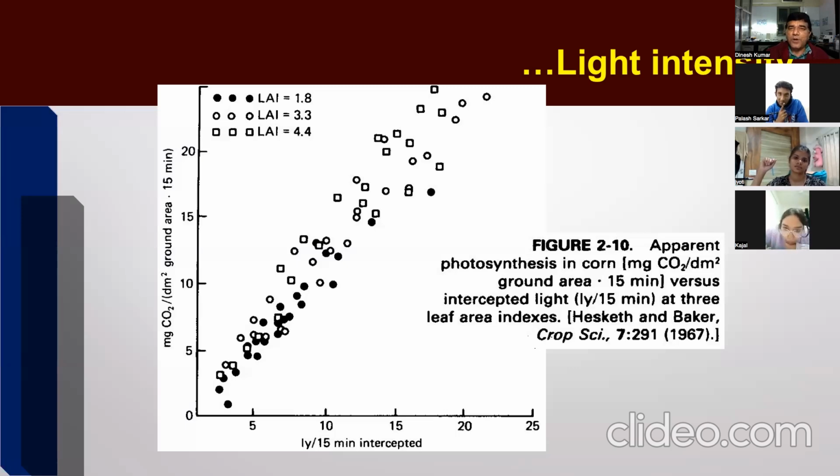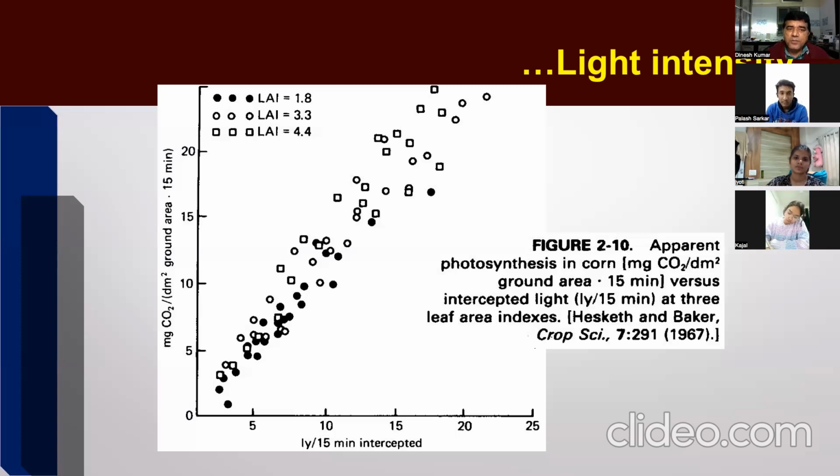So this is the ratio: how many layers of leaf there are over the ground area. Generally speaking, if you want to make best use of higher light intensity, then you should have more leaves, or a higher leaf area index. Then the benefit of this light intensity can be derived.